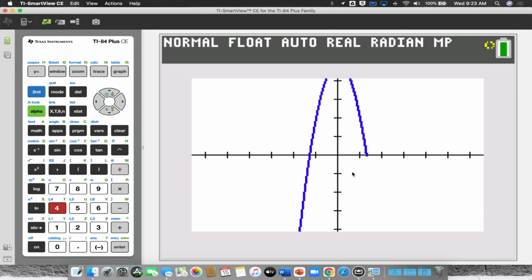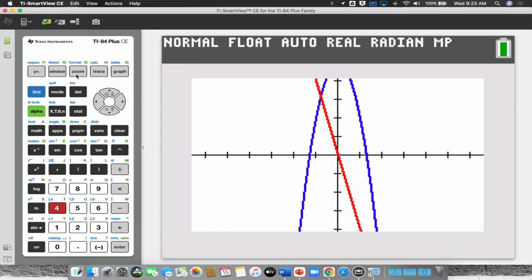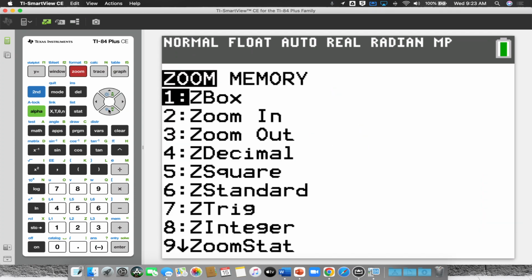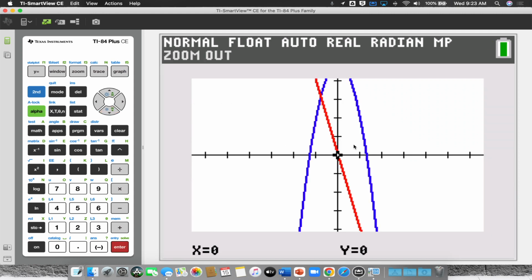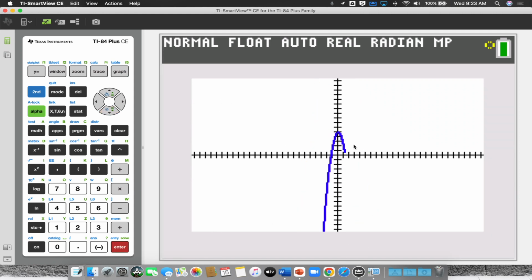Zoom decimal. Okay, there's the graph there. Now I can see where it intersects the top on the left side, on the negative x side, but I can't see where it intersects on the other side, so I'm going to zoom out a little bit. Zoom out. Right there.